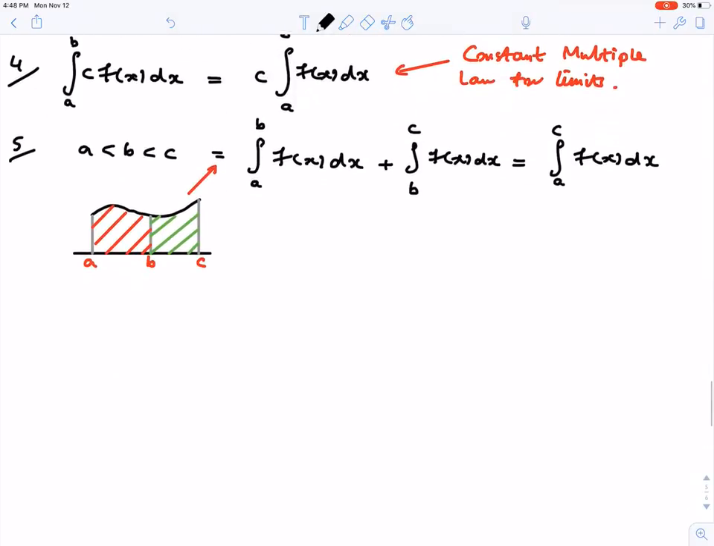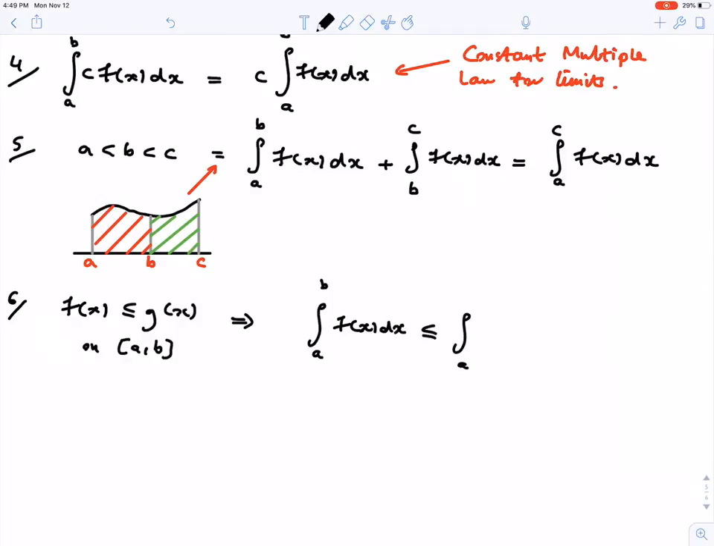Finally, there's kind of a natural comparison here. If I had f of x less than or equal to g of x, let's say, on the interval a to b. Well, what does that mean? Kind of obviously, because the graph of g is above the graph of f, that means the net area enclosed by f is less than or equal to the net area enclosed by g. It's really obvious if they're positive. You've got to think a little bit more if they're negative. But it's true. So that's like a comparison.